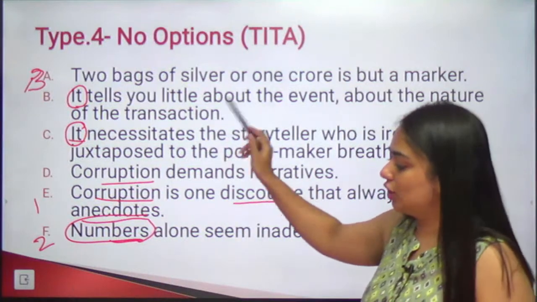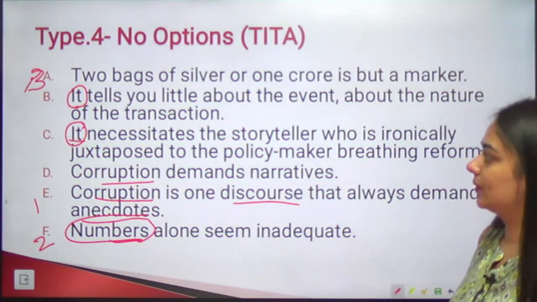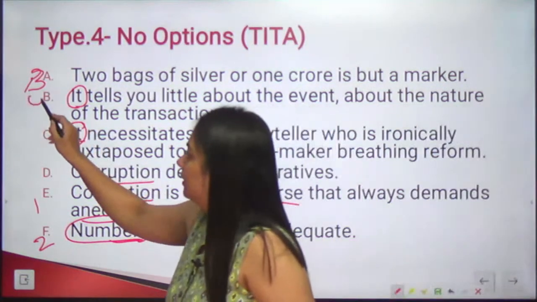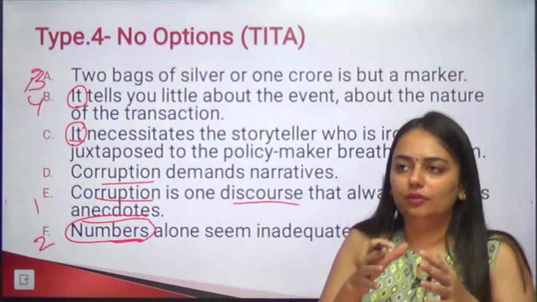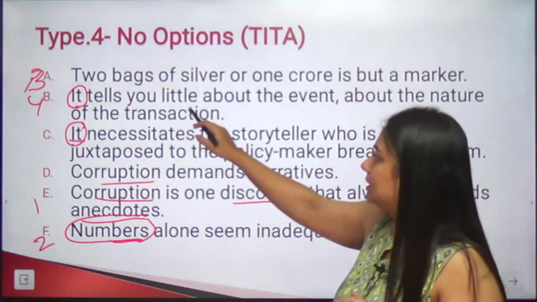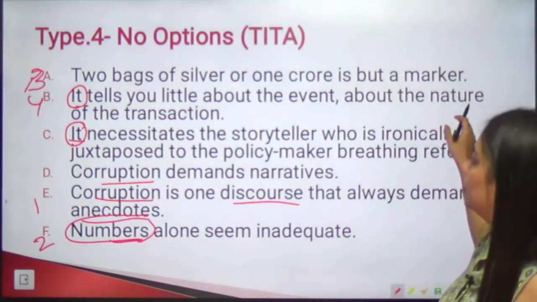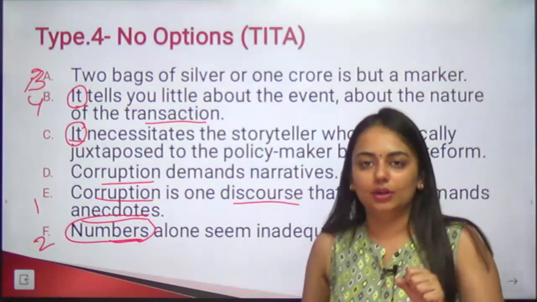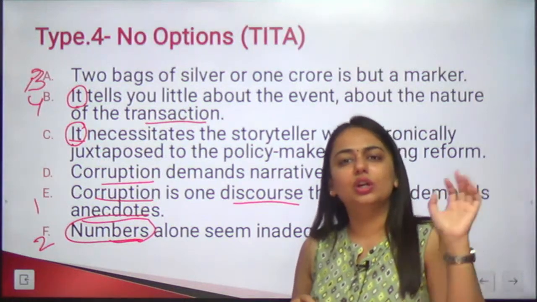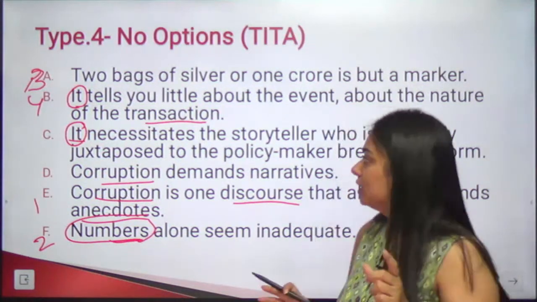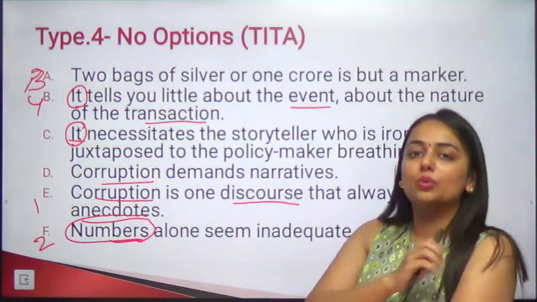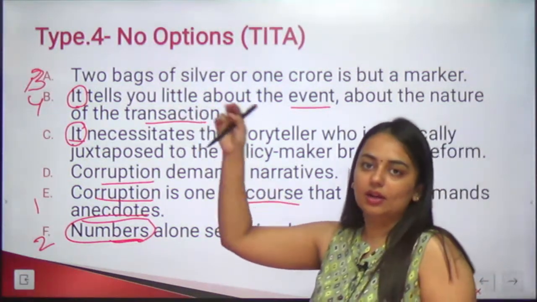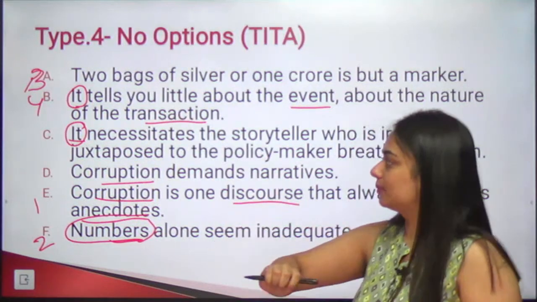Now you are left with 3 options. Let me know the sequence. So now comes your point, Ritvik, B. Now we have shifted the flow of the passage, I would say. It tells you little about the event, about the nature of the transition. What tells you little about it? The number. If you simply say there was a scam of 3 crore, it's simply a number. It won't give you full details of the event. It will tell you little about the event. So here it's a contrasting pair. 3 and 4 are contrasting pairs.